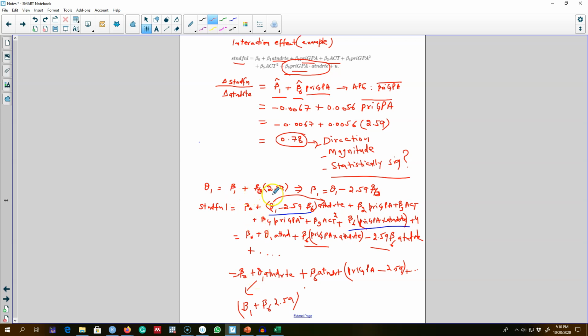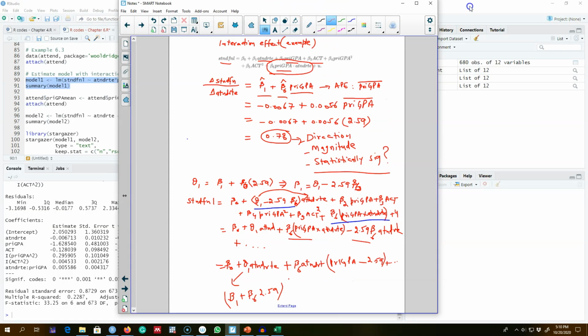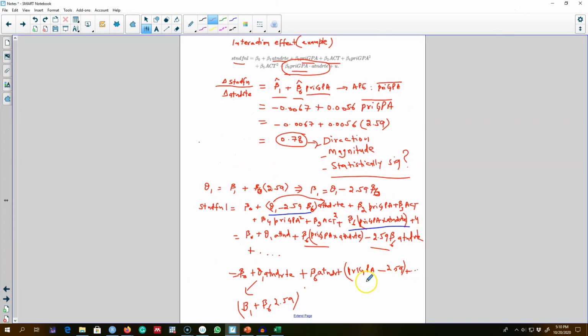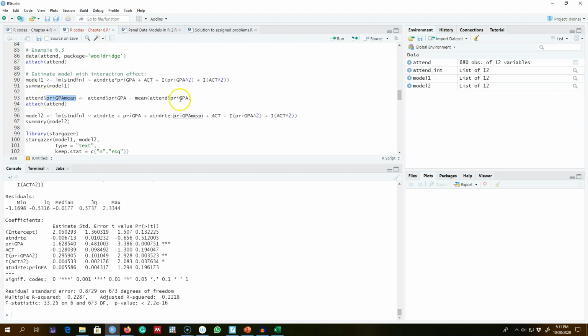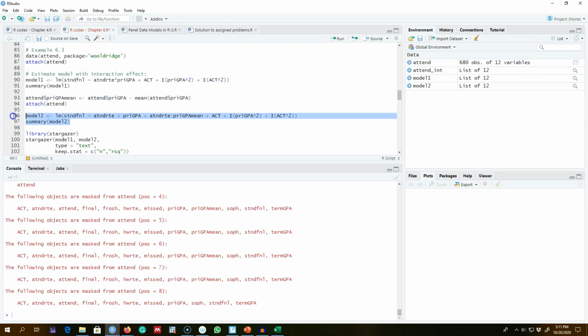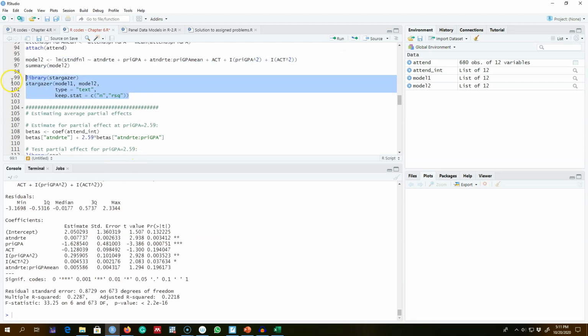and we see that this theta 1 is actually equal to beta 1 plus beta 6 times 2.59, exactly what we are looking for, and it will contain the standard error of this term as well. So let's go ahead and create a new variable, and this variable will be prior GPA minus 2.59, which is the average prior GPA. So I'm going to calculate the mean prior GPA in the sample by using this command and subtract it from every observation, and then attach it to the data and regress the model. Okay, so let me show you everything on one table.